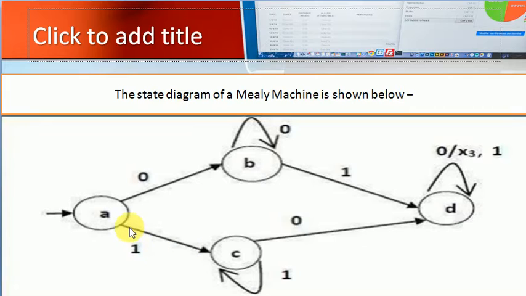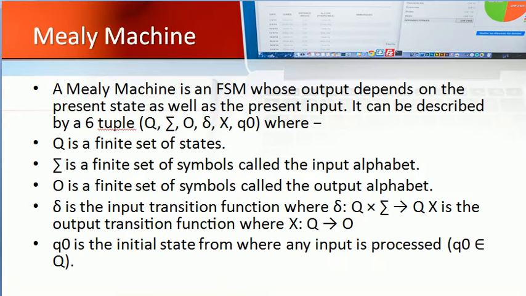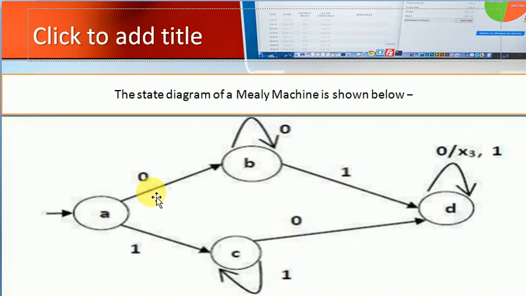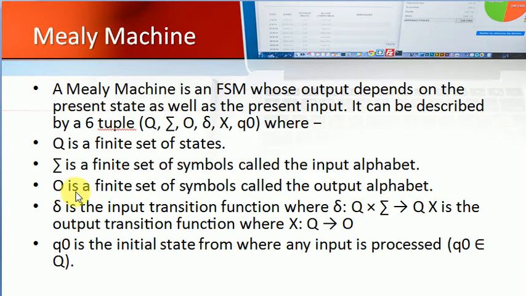Here Q is equal to {A, B, C, D}, and Sigma is {0, 1}, and delta is the transition function, which we will see in the coming slides.